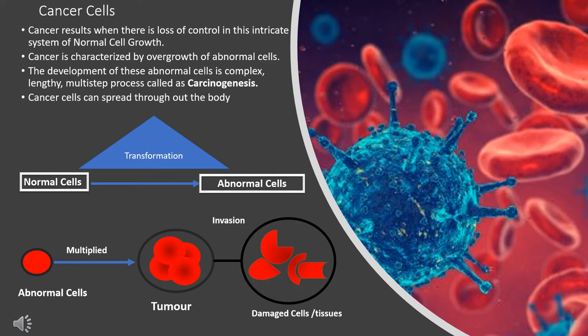Cancer cells can spread throughout the body. As you can see in the diagram below, there's a normal cell and it is getting transformed into an abnormal cell. So abnormal cells multiply and get converted into a tumor. And when this tumor invades, it invades the cells and tissue. The tumors can be cancerous, and they can be benign as well.